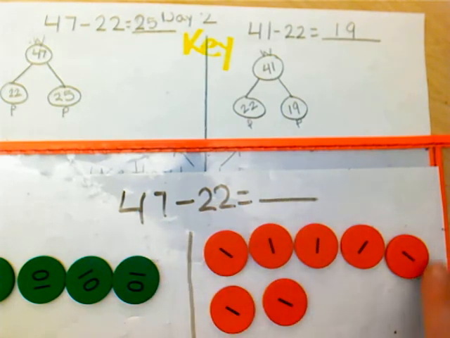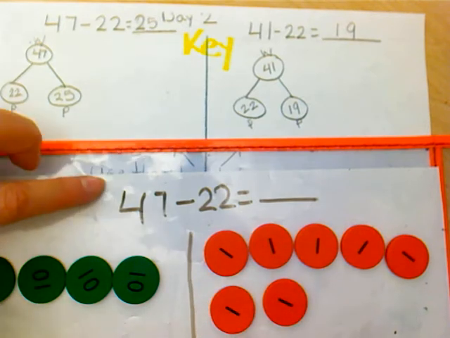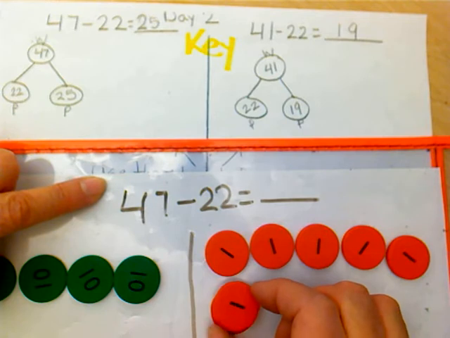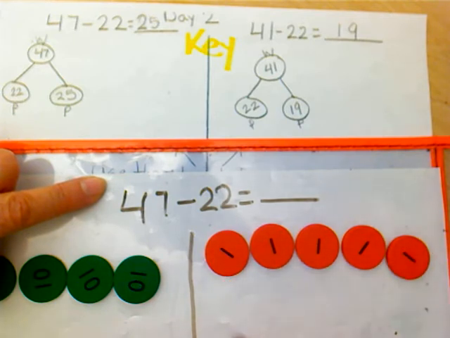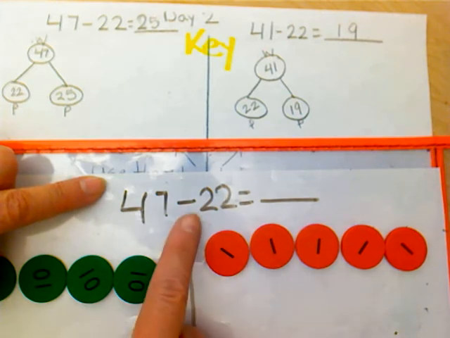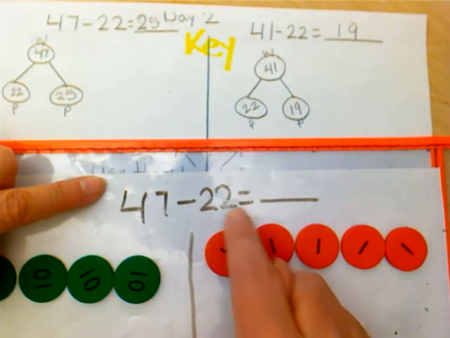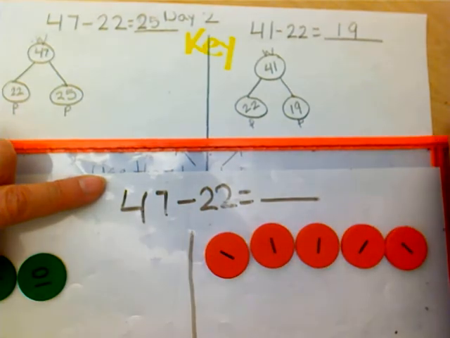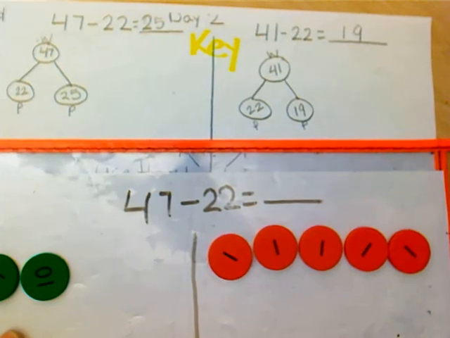So here's my 7 ones represented by my whole, and I can see that yes, I can take 2 ones away. So I take away 2 ones. I don't have just ones to take away. I also have to take away tens. I took away the 2 ones, but I also have to take away now 2 tens. So I'm taking away 2 tens and seeing what that leaves me.